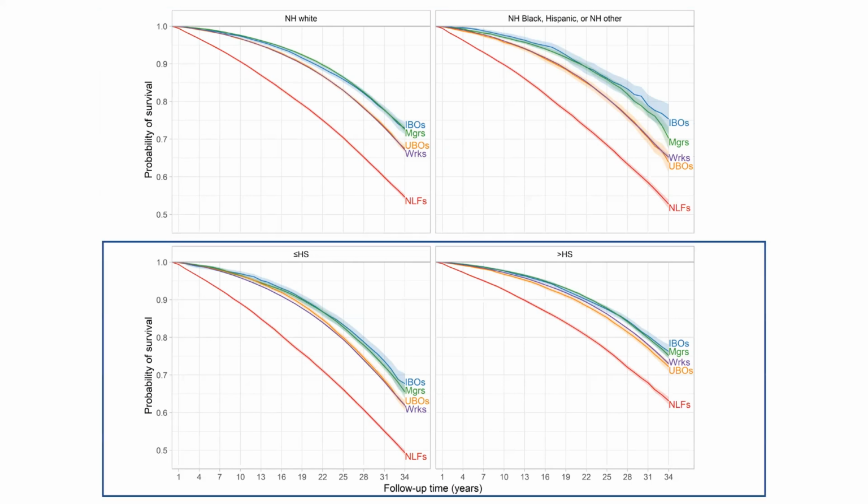Next, the bottom row displays the class mortality inequities among less educated respondents on the left and among more educated respondents on the right. Mirroring the patterns with racial groups, we can see the class inequities were greater among less educated respondents than among more educated respondents, with all less educated classes experiencing greater mortality rates than their more educated counterparts.